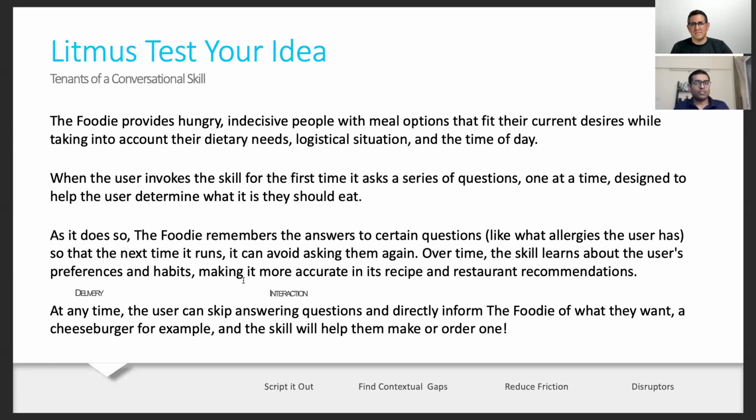You're not going to be making a great skill at the end of the day if you just say, hey, this is how you book a flower on our website. Let's get all of that on voice and you can book the same thing on your Alexa skill and you can spend 15 steps doing that.